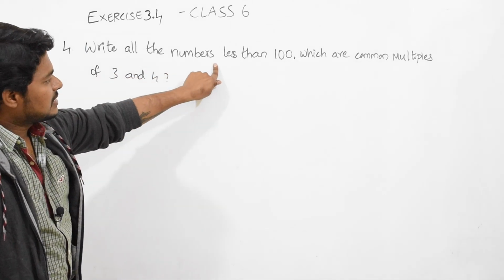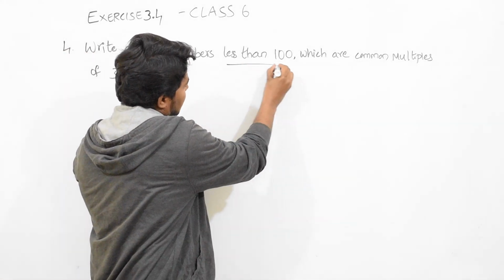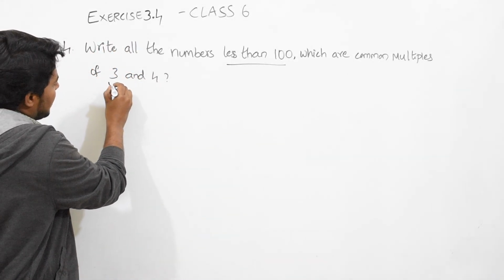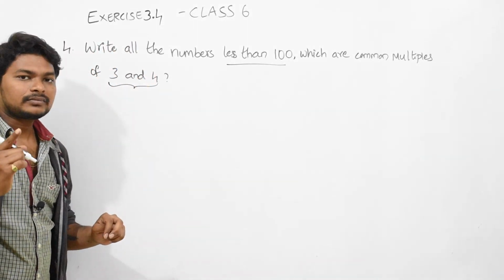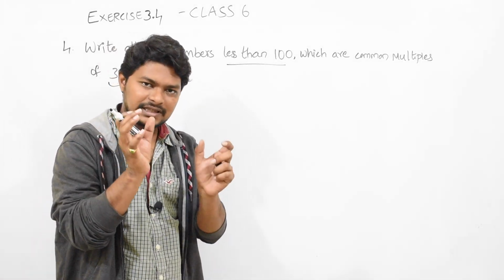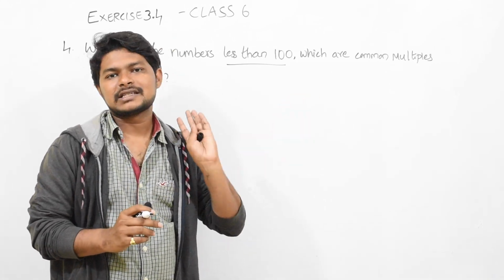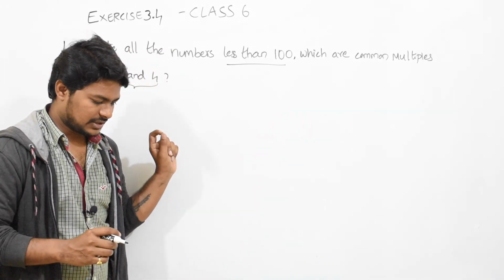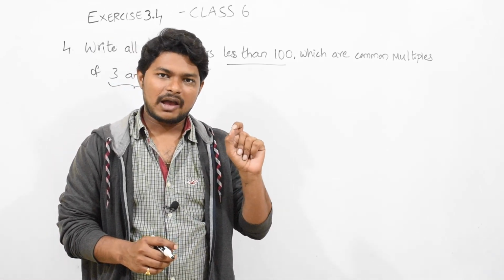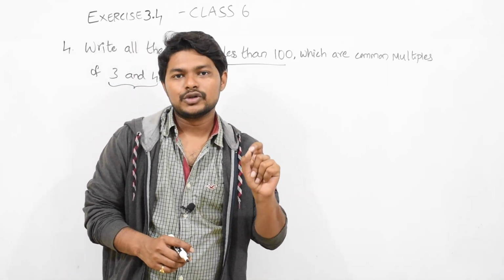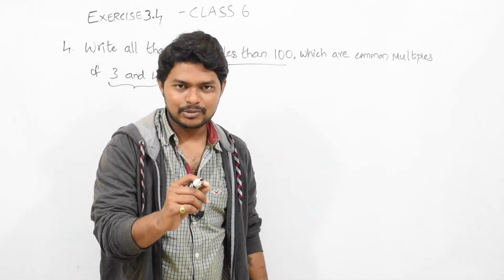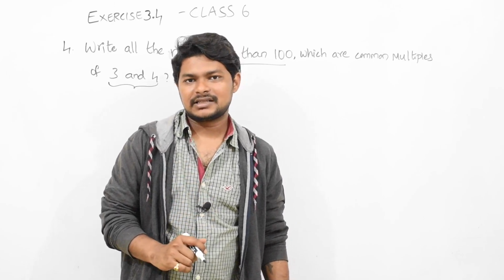Write all the numbers less than 100 which are common multiples of 3 and 4. They are asking to write the common multiples of 3 and 4 which are less than 100. That is what they asked. Before answering the question, I am once again telling you, you should understand the question properly, and only then start answering.